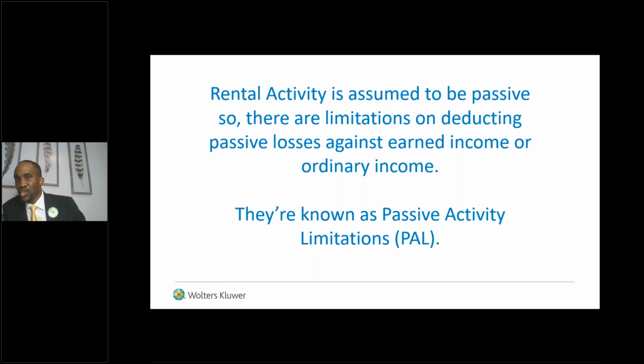So once you've got the client to establish that material participation in the business, the next thing that we want to make sure that we talk about is the active participation in rental business.